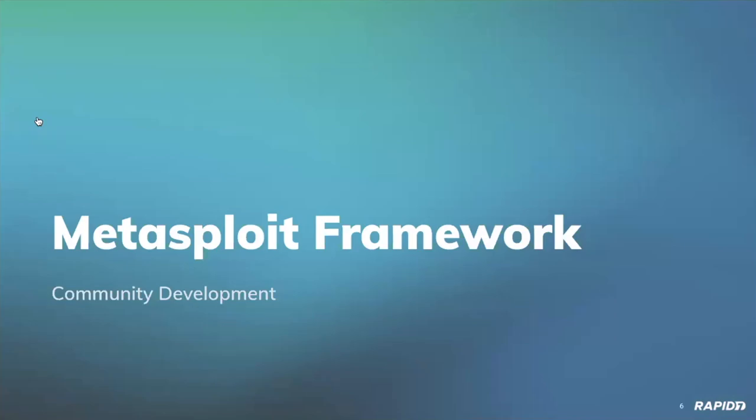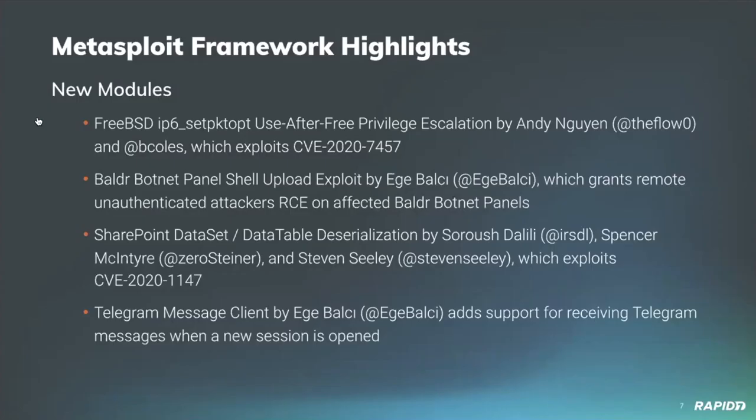Hello, everyone. Let's talk about framework. All right, so we have a lot of content to go over, and first up, we want to talk about some of the new modules. So Flow Zero provided us with a use after free privilege escalation in FreeBSD. We also had a Baldr botnet panel shell upload exploit by, I'm going to butcher this name, Egg Balchi. I hope that was correct. This was interesting because it provides unauthenticated attackers RCE into this botnet panel script. So you can take a look at that.